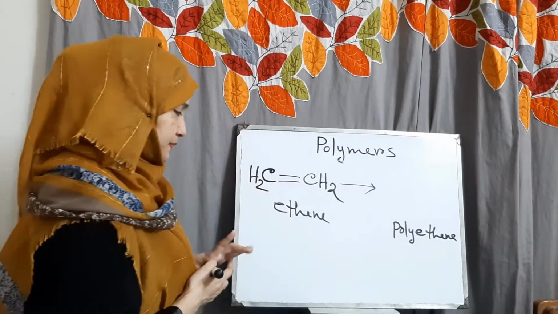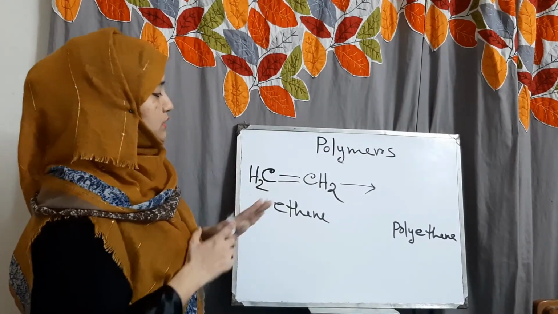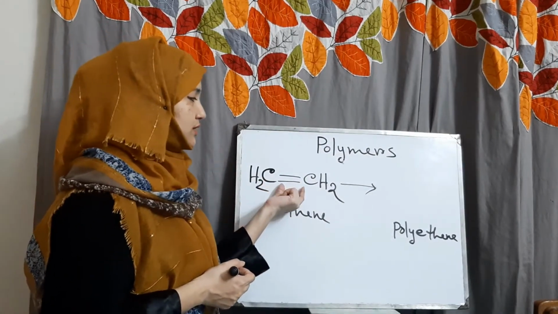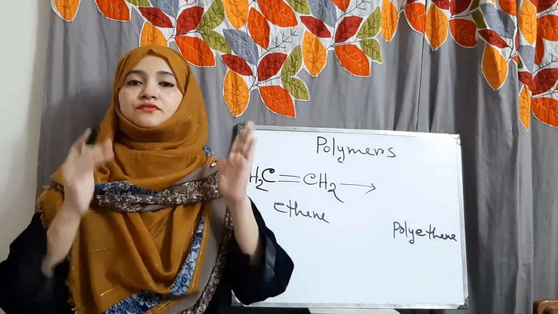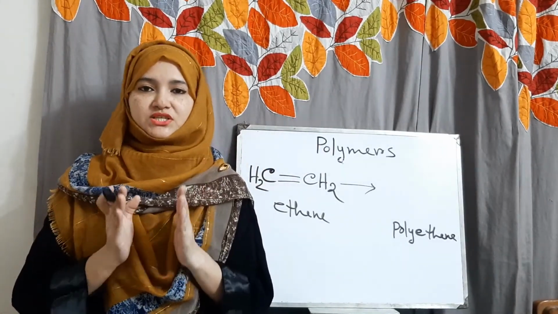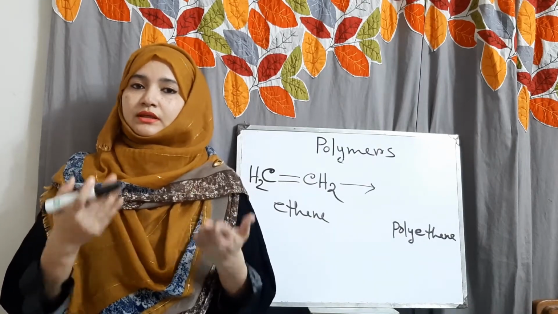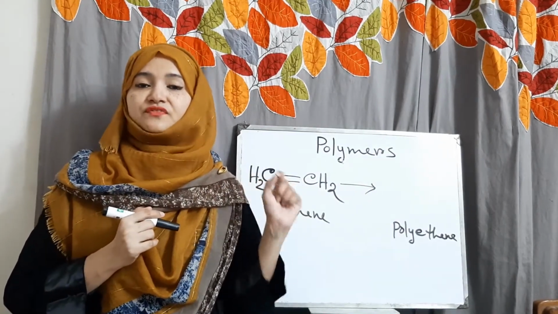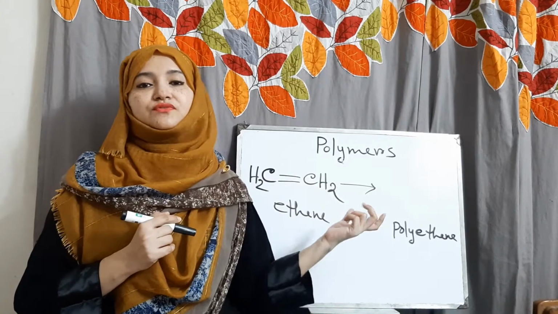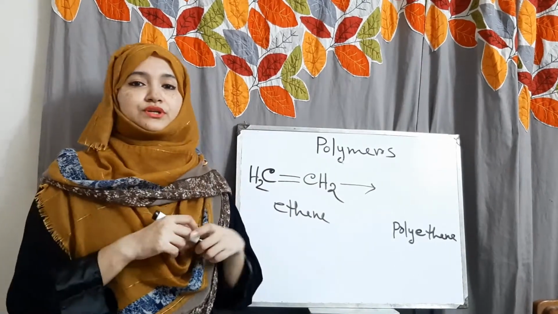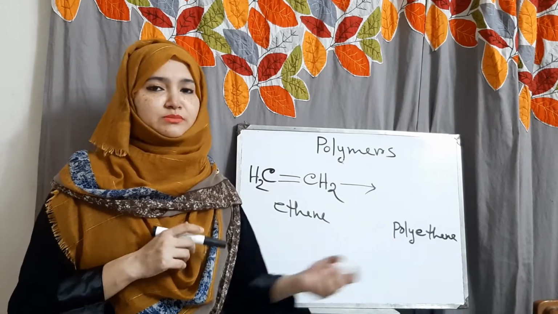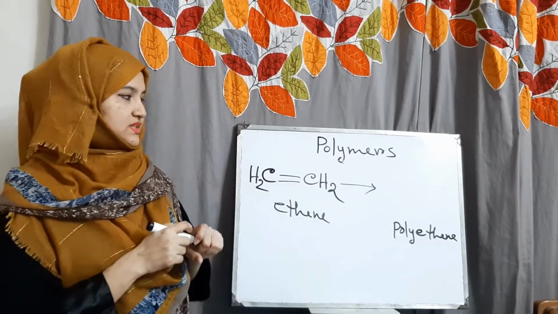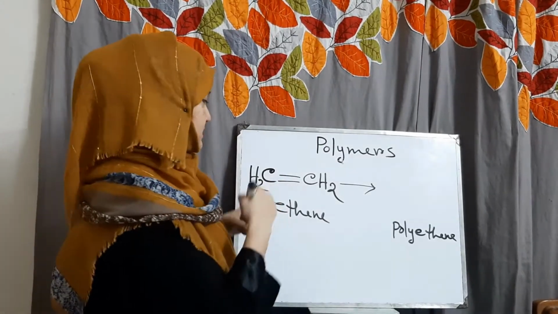Okay, then at first the ethene molecule. This ethene molecule, in the presence of very high temperature and high pressure, and in the presence of a catalyst, a little amount of oxygen, produces polythene by polymerization reaction, by addition polymerization reaction. And how the reaction occurs, let's see.